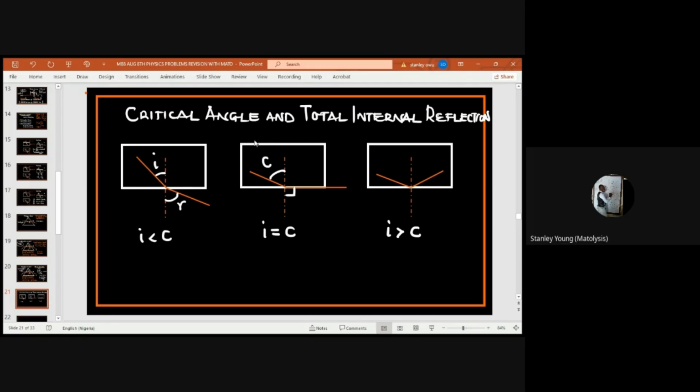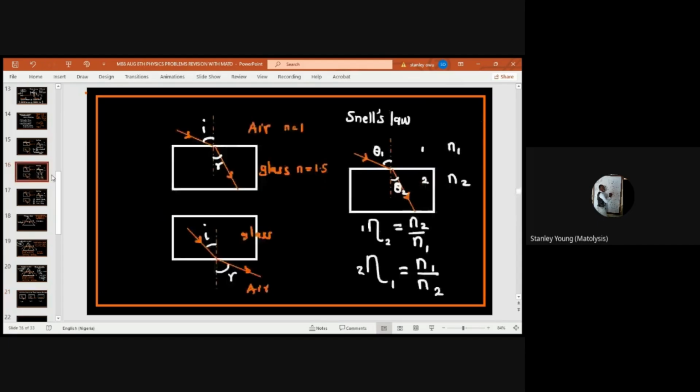We have critical angle and total internal reflection. If you can recall, we discussed rays traveling from a denser medium to a less dense medium and vice versa. When a ray travels from a less dense medium, like from air to glass, the line of incidence comes closer to the normal. But when the ray travels from a denser medium, like from glass, to a less dense medium, like air or water, the line of refraction travels what?